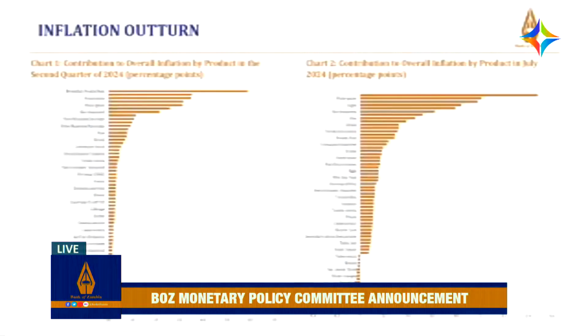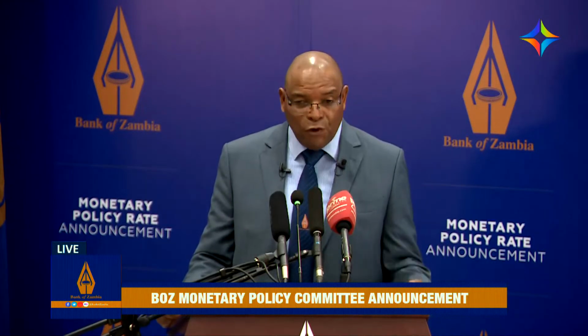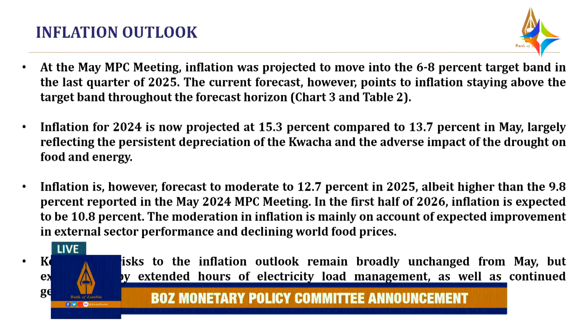So you have a chance to look at this more closely when you get the presentation. But the point is that food is a major driver, so is fuel. We see the fuel showing up in transportation, which in effect is also affected by the exchange rate to a large extent. So moving on, I will now look at the outlook.